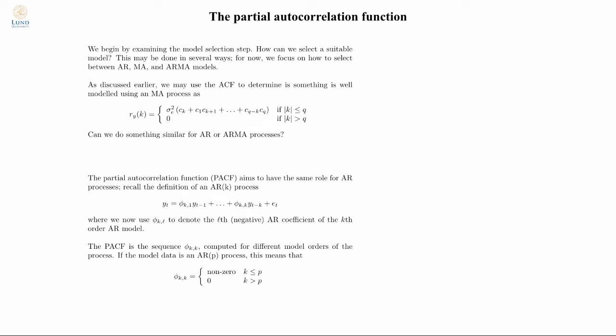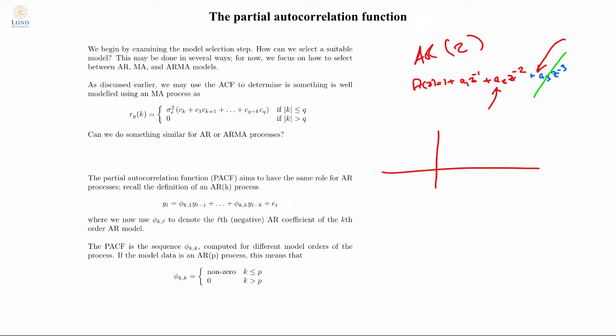You compute it by computing the A coefficients of different orders and looking at the last coefficients in your model. Expressed simply, that means that if, for instance, I have an AR2, like this, I should expect my A2 coefficient to be statistically significant. But if I were to estimate an A3 coefficient, that's not going to be there. So when you form the PACF, you are estimating AR models of different orders and looking at the last coefficients.